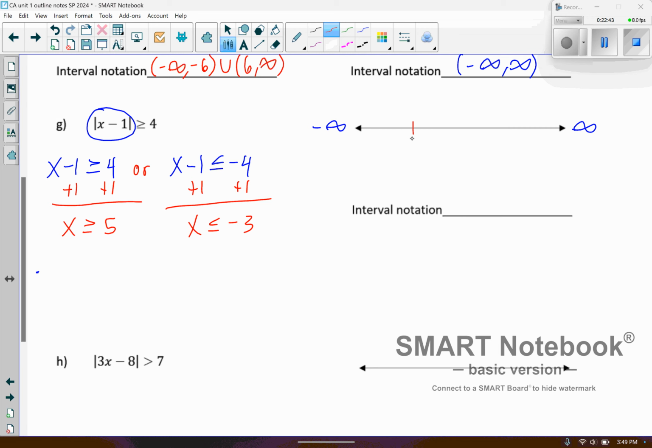So let's see, probably want to go in numerical order here. And then let's see, I'll put my 0 right there. And so what we're going to do here is x is greater than or equal to 5. So we're going to go here and shade. And then x is less than or equal to negative 3. So we're going to go here and shade. And so then my interval notation is from negative infinity to negative 3, union from 5 to infinity.